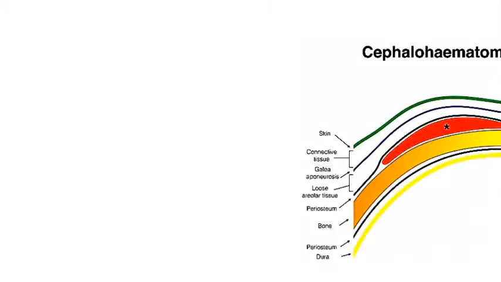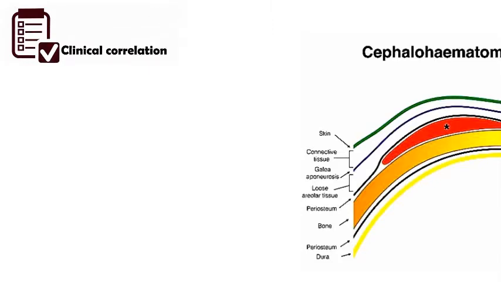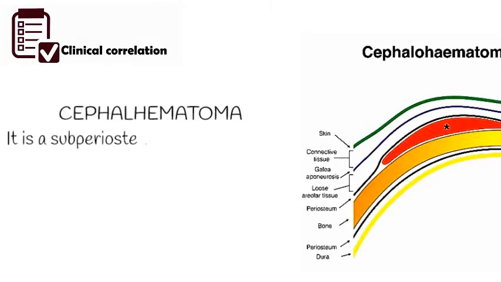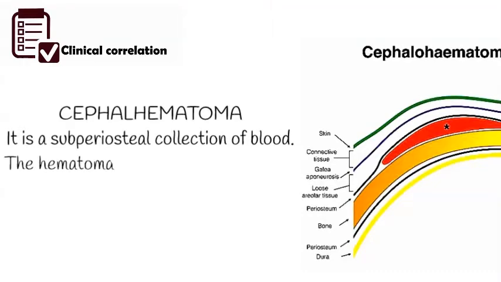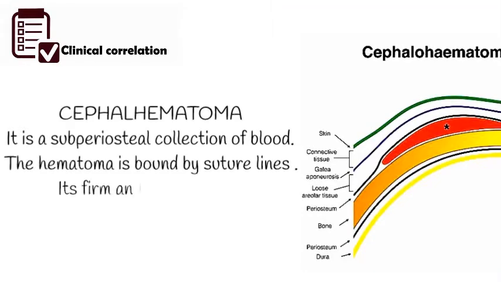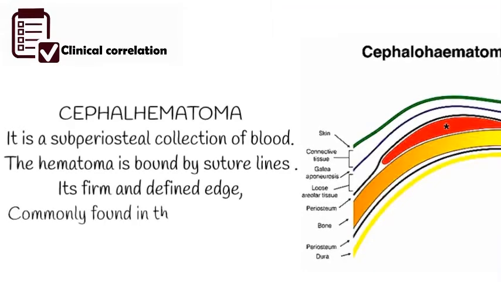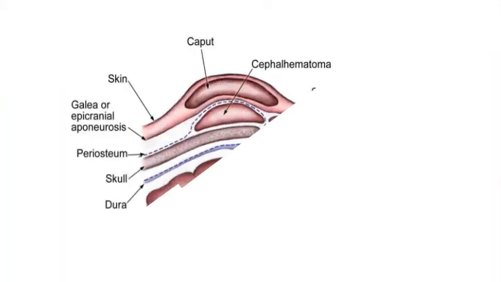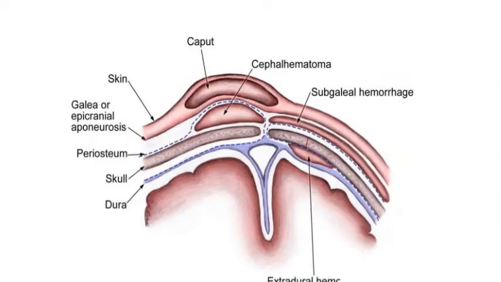Cephalhematoma is a subperiosteal collection of blood. Since the periosteum of the skull loosely covers the bones of the skull except at the sutural lines, where it is firmly attached to the sutural membranes, the hematoma is bound by suture lines and assumes the shape of the related bones. It is firm and its edges are well defined. It is commonly found in the parietal region.